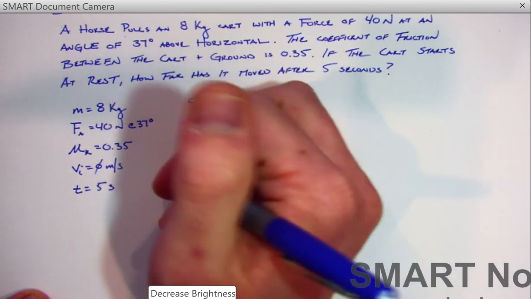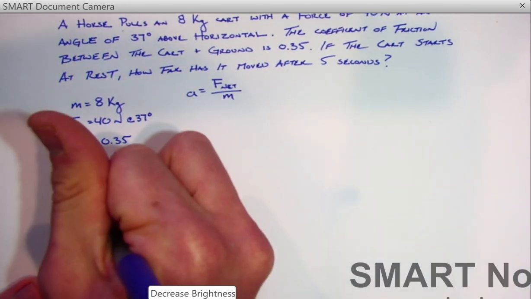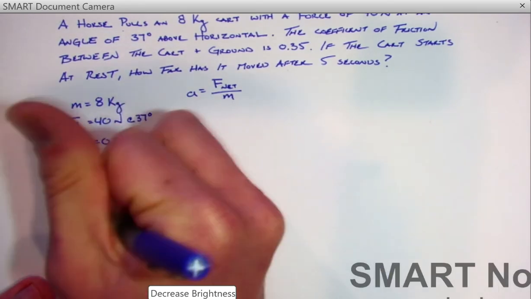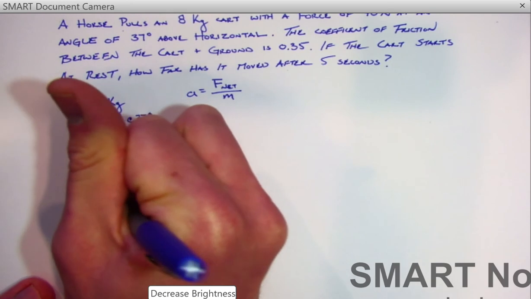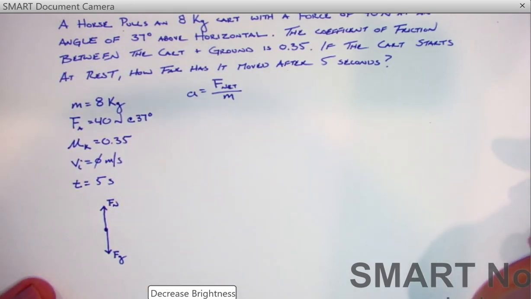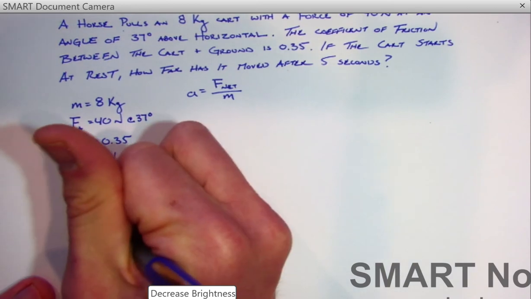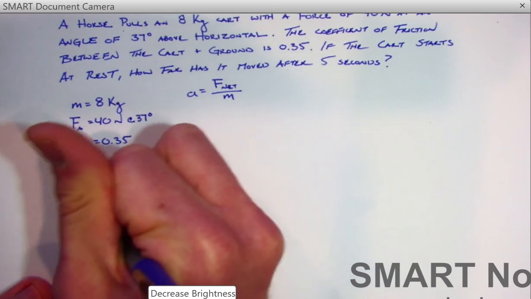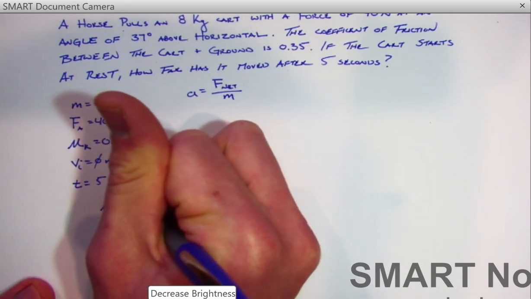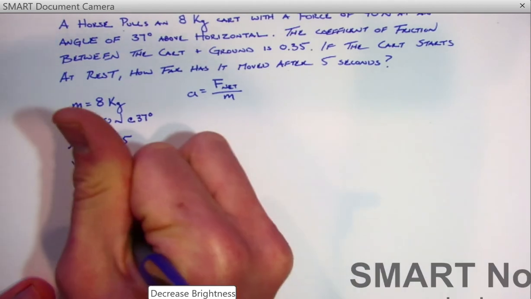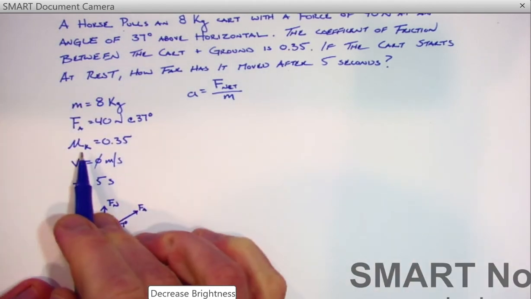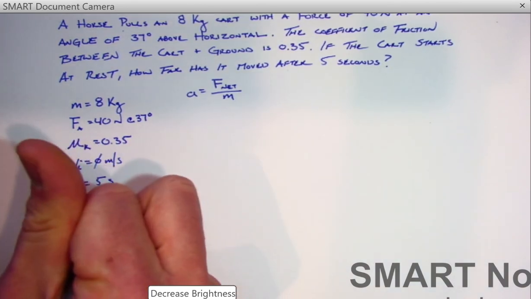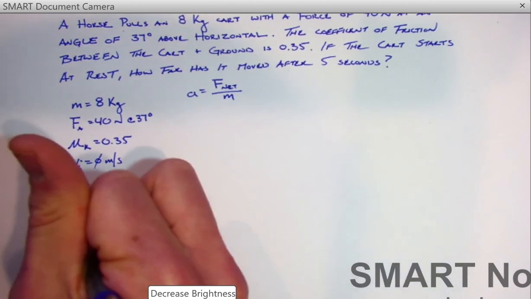So that means we'll need a free body diagram. So the cart has some weight and it has a normal force, and the force applied is 40 newtons at 37 degrees above the horizontal. So if here's horizontal, here is my force applied, and this is 37 degrees. And since they tell us the coefficient of friction, we're going to have to assume that friction is also acting opposite the cart's motion.